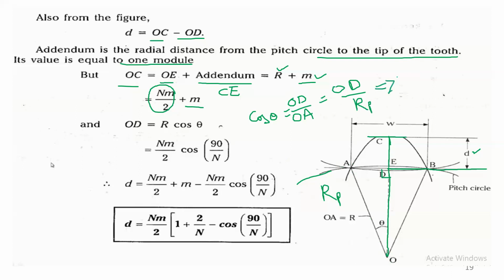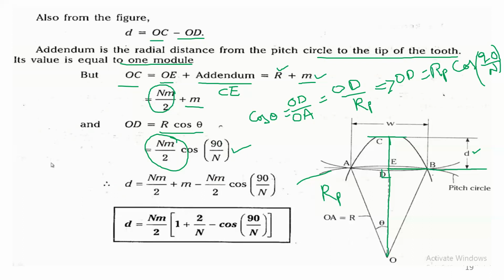Therefore, OD is equal to the radius of the pitch circle multiplied by cos theta. Here theta is equal to 90 by n. So R cos 90 by n, but R is equal to nm by 2, as we have seen in the previous slide. Therefore, OD is nm by 2 cos 90 by n. Therefore, d is equal to OC minus OD.